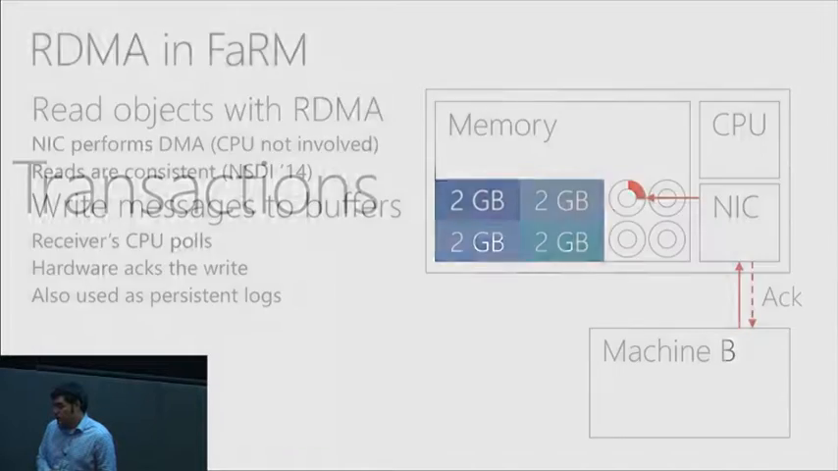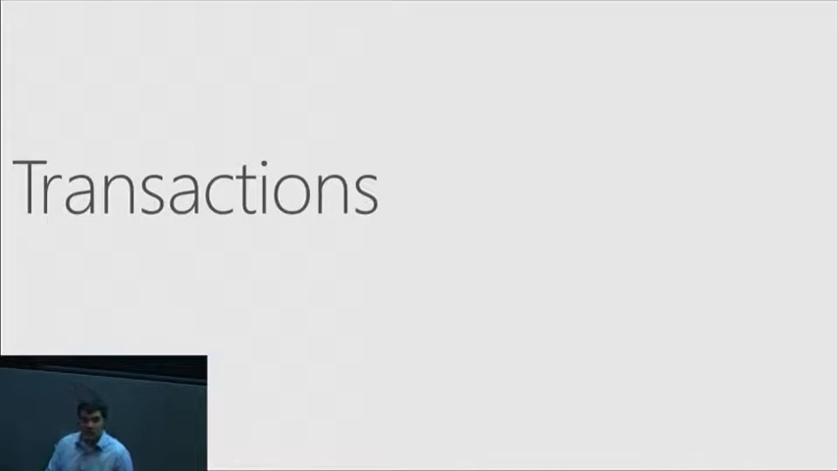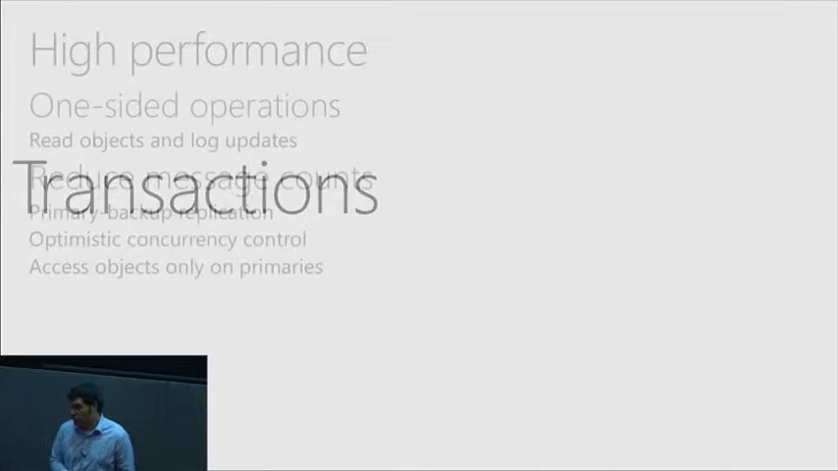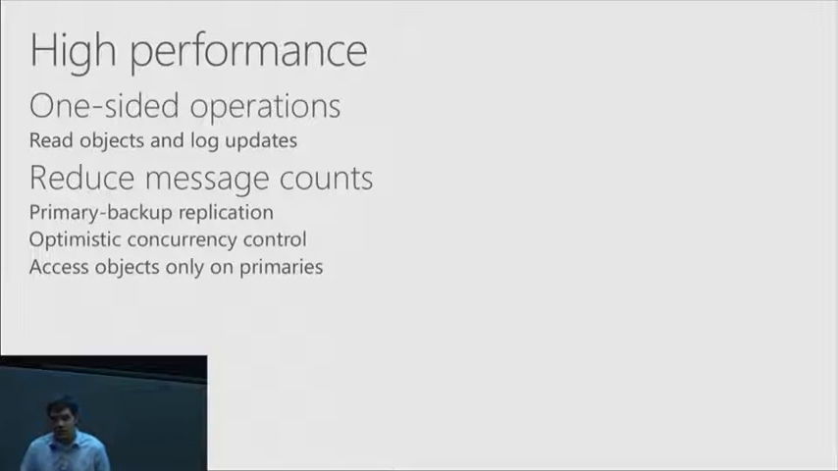Okay, so this is how Farm uses RDMA. A little bit of background on it, and next I'm going to talk about transactions. One of the main goals when designing these transactions in Farm was to achieve high performance. Obviously, I mentioned that distributed transactions are believed to have poor performance, and if they perform poorly, people basically do not want to use them. So we tried really hard to achieve good performance.